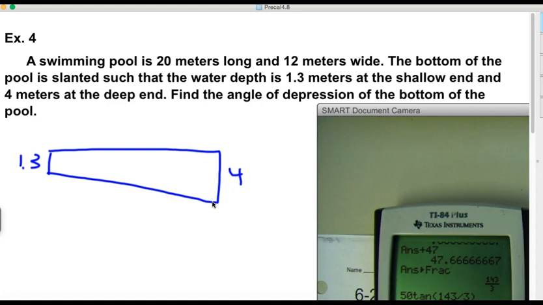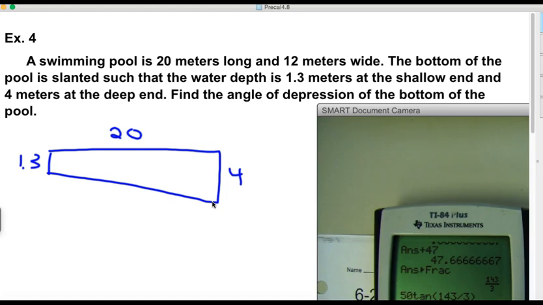It tells me that the pool is 20 meters long, and it's 12 meters wide. Now, the 12 meters isn't really important information. What's important is that it's 20 meters long. And if you've not been around pools a whole lot, the length of a pool goes from the shallow end to the deep end. So we're not really worried about how wide it is. That's not important information, but we know it goes from 1.3 meters down as deep as 4 meters.